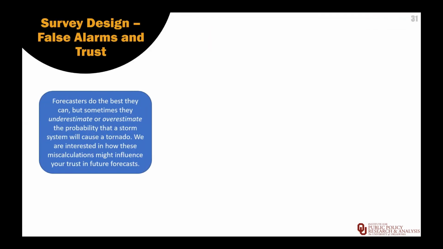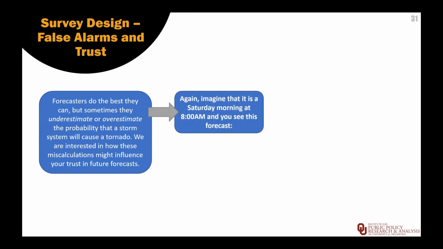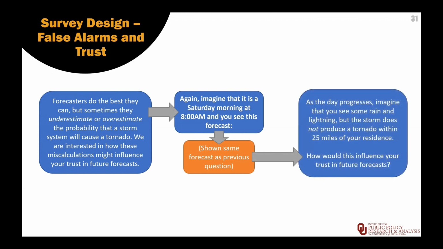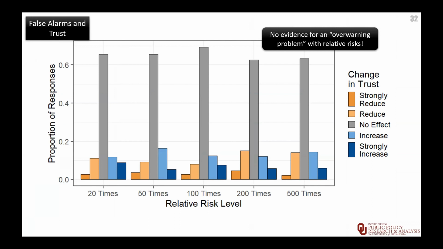For the final bit of the survey, we basically set up a false alarm scenario where forecasters are underestimating or overestimating forecasts. Errors happen, we know this. And so we asked them again to put themselves in that Saturday morning. We showed them the same forecast that they saw for that previous one, so that combined format, and then asked them, as the day progresses, imagine you see some rain and lightning, but there's no tornado within 25 miles of you. Would this influence your trust in future forecasts? No, not really at all.